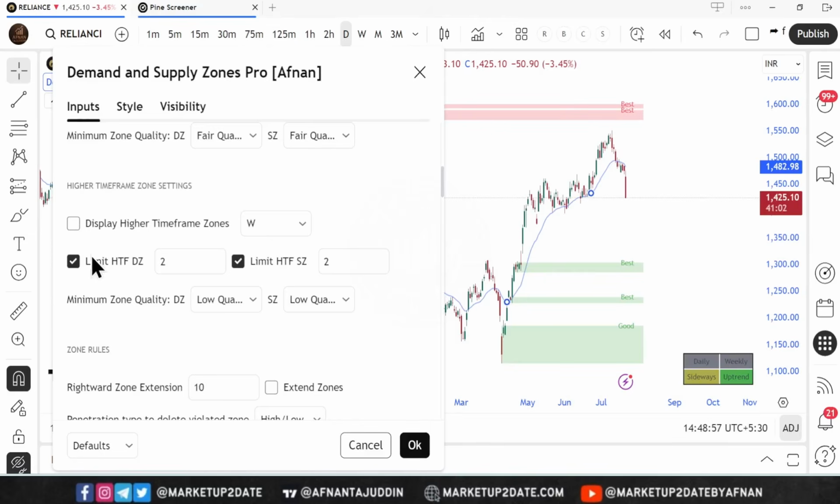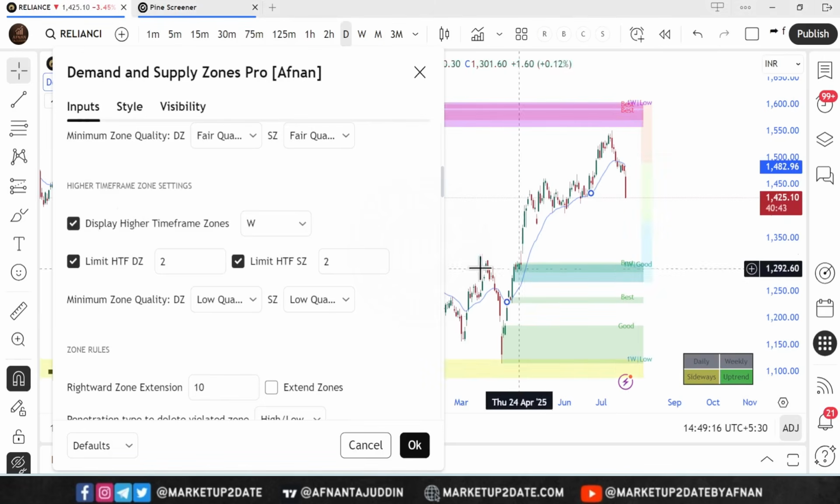Higher time frame zone settings. Confluence is key in trading. A demand zone is much more powerful if it exists inside a demand zone from a higher time frame. This section lets you see that powerful confluence directly on your chart. Let us turn on display higher time frame zones.